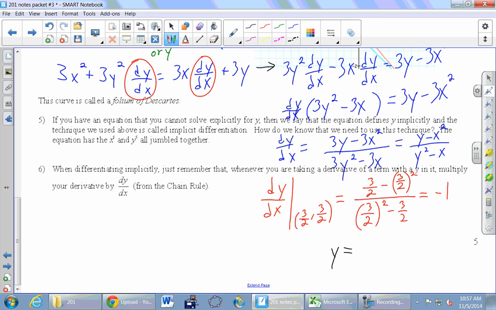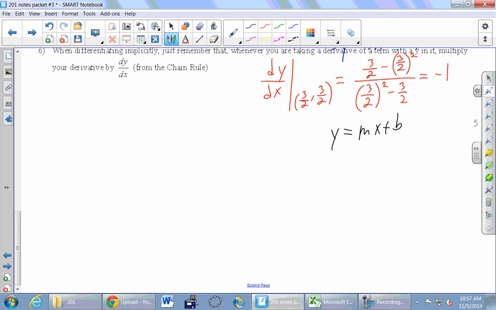And so then if we actually wanted the equation of the tangent line, we can go back to this y equals mx plus b thing. 3 halves was the y coordinate, -1 was the slope, 3 halves was the x coordinate. And I think we get b is 3. So the tangent line is y equals -x plus 3.